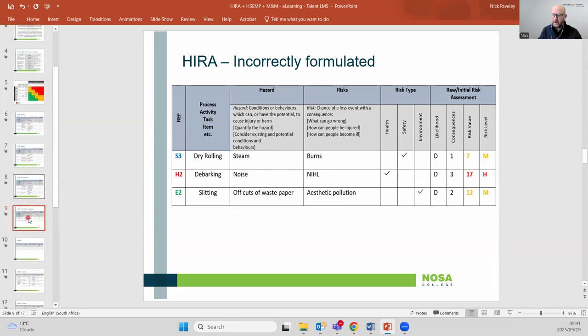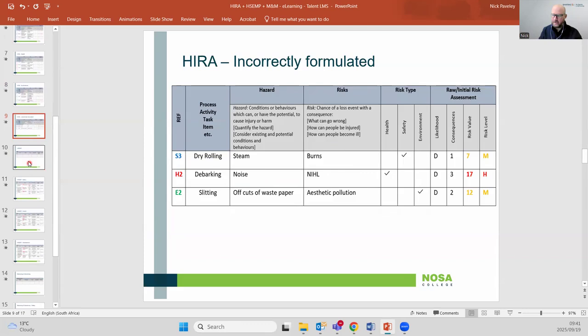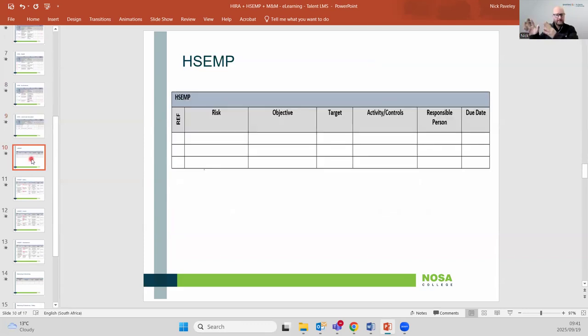Now that we've done that, we're going to move on to the management plan, the HSEMP. And this is the blank template. And ladies and gents, when you eventually write your Sandtrack summative assessment exam in the NOSA colleges, in part B of your exam paper, you will be given a case study. From that case study, you're going to formulate your risk assessments, your HIRA. Just read the question as to how many safety risk assessments you have to formulate, how many health, how many environmental. So just read the question very carefully.